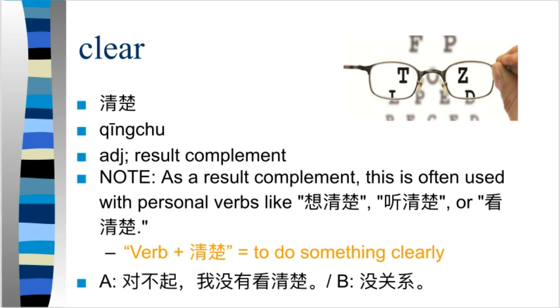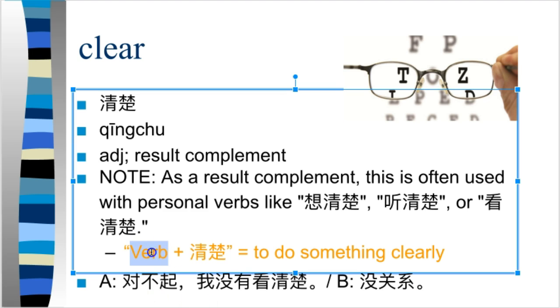Another result complement is 清楚. 清楚 can also be an adjective, right? Like 很清楚, very clear. But here is a result complement that follows a verb, meaning to do something clearly. 看清楚 meaning to see something clearly. 听清楚 meaning to listen to something clearly.